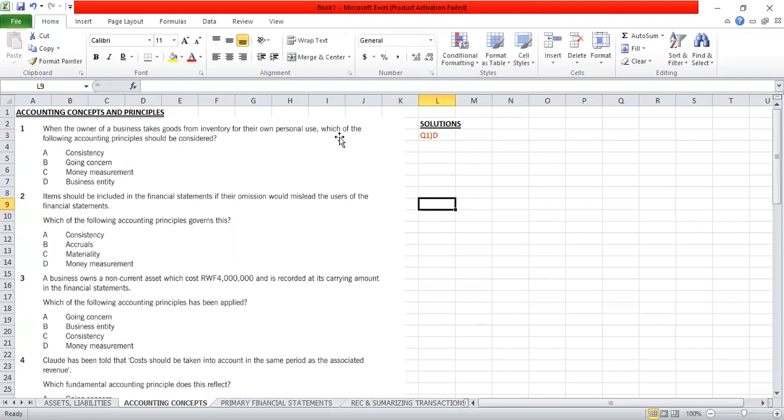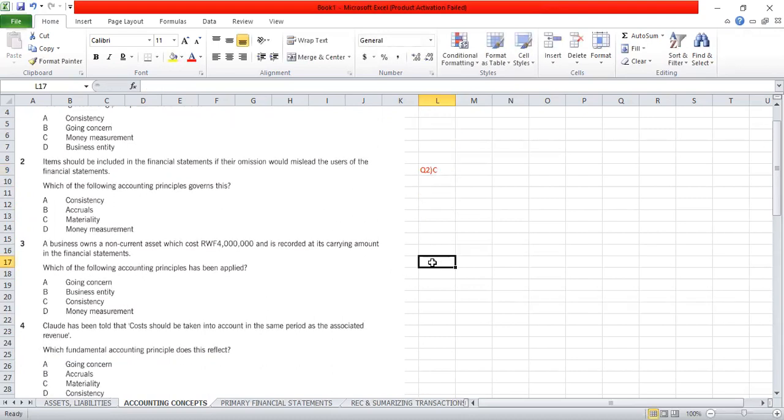Question number 2. Items should be included in the financial statement if their omission would mislead the user of the financial statement. Which of the following accounting principles governs this? We deal with materiality. This is the same as the definition of materiality, when the items in the financial statement, its omission would mislead the users of the financial statement. C.